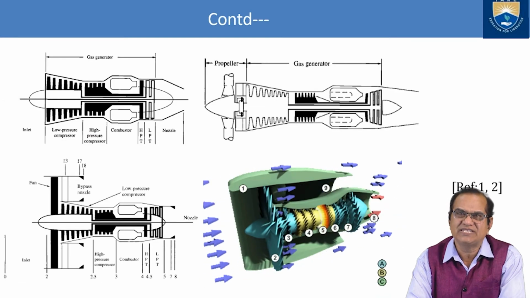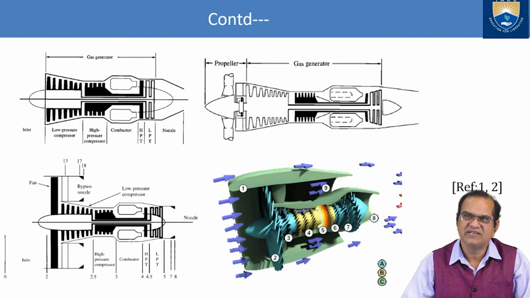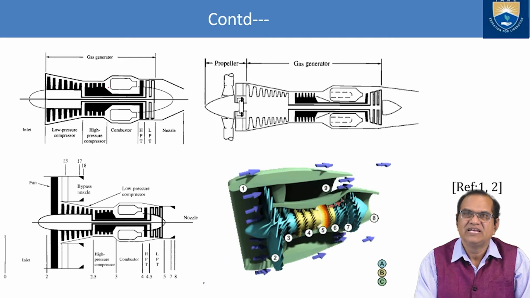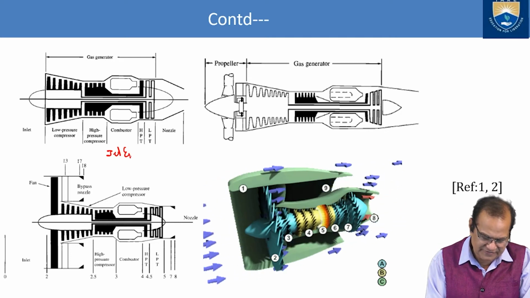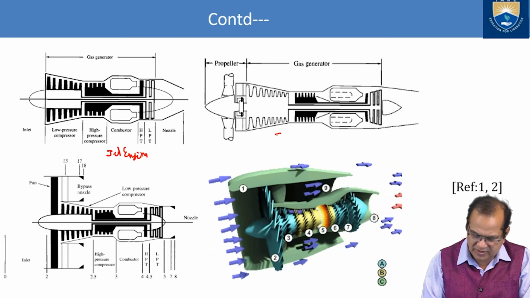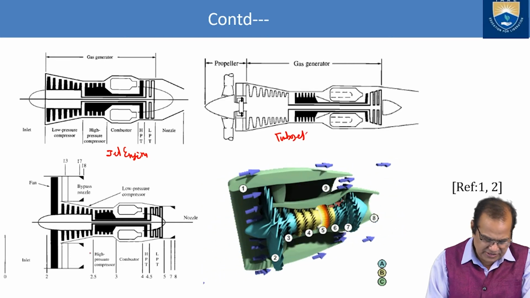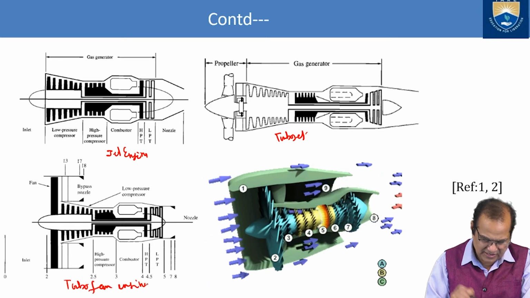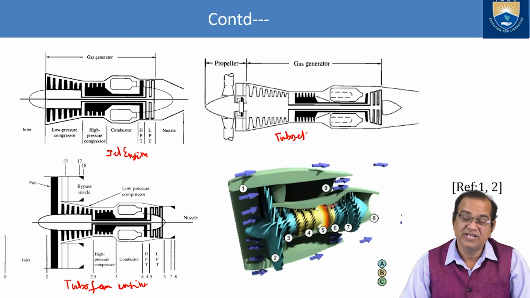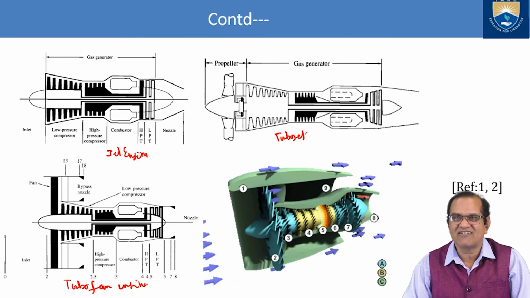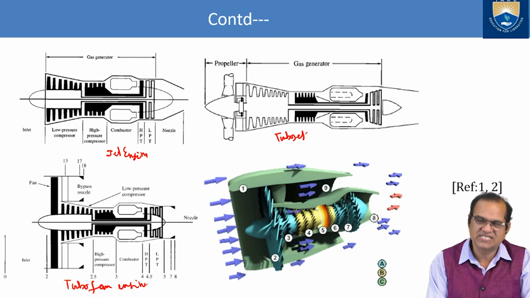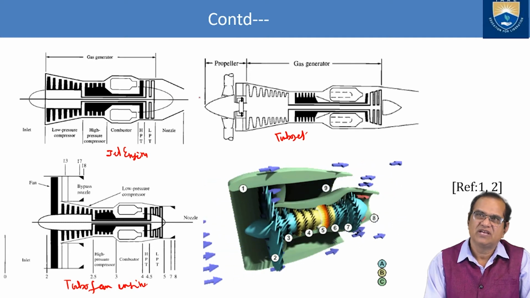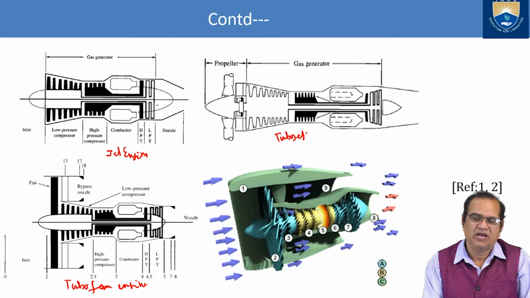Here it is shown, as we have already explained in my previous lectures. So here we have the jet engine. This is the jet engine. This is the turbojet engine. This is the turbofan engine. These are the rotary engines, or mostly we call them gas turbine engines. So this jet engine is mostly used for high speed aircraft, especially for fighter and civil aviation.